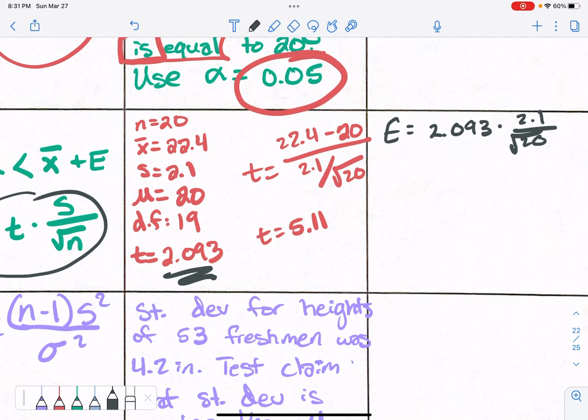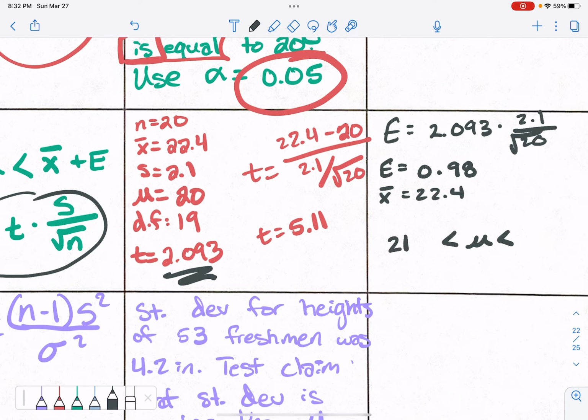Okay, 2.093 times 2.1 over the square root of 20. I got 0.98 for the error. And again, we're adding and subtracting that to x bar, which is 22.4. If I subtract it, I get 21.42, and if I add it, I get 23.38.